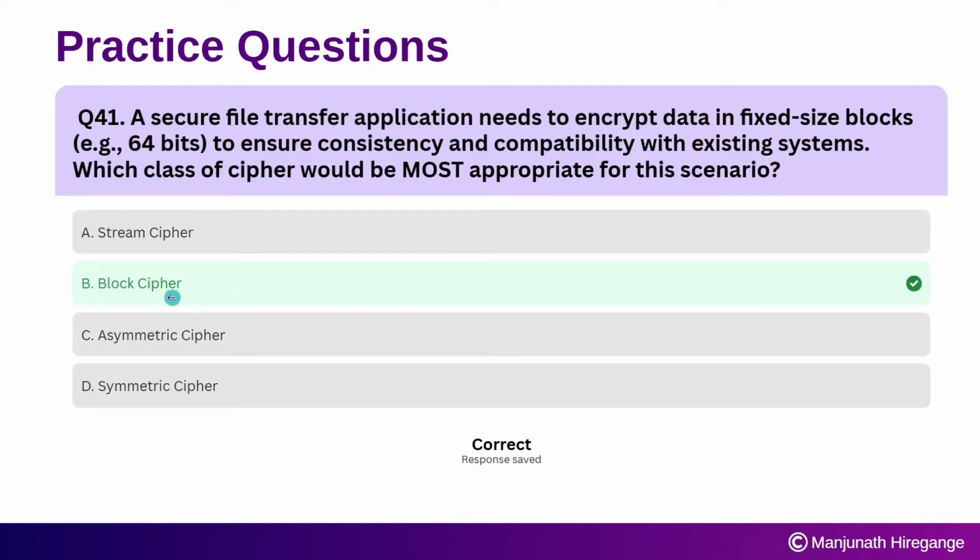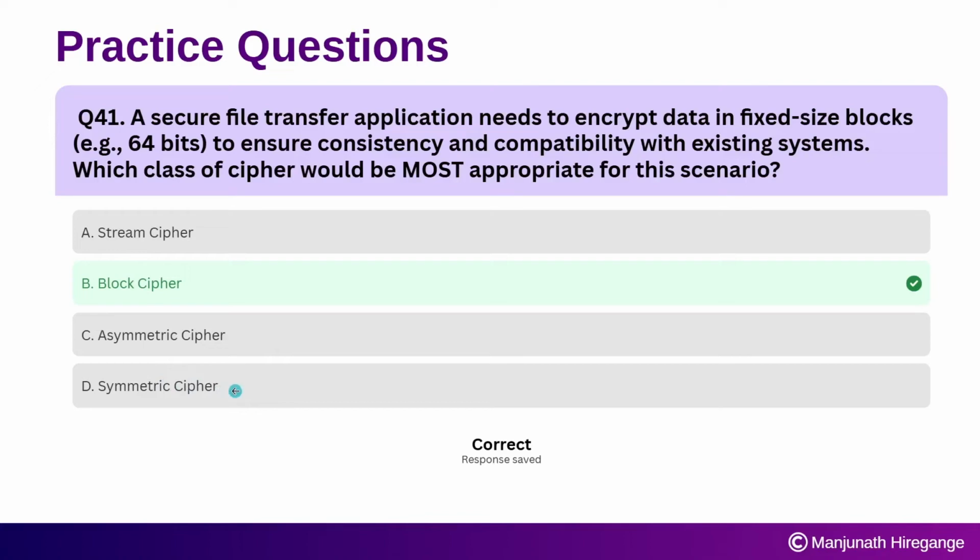Block ciphers are designed to encrypt data in a fixed size block, for example 64 bits or 128 bits, making them highly suitable for structured applications like secure file transfer. Stream ciphers encrypt the data bit by bit or in very small chunks, making them ideal for real time or continuous data streams such as video or audio. Asymmetric cipher is not typically used for bulk data encryption like file transfer.